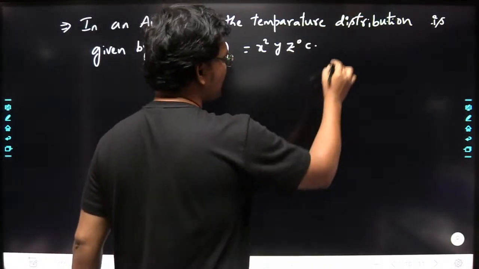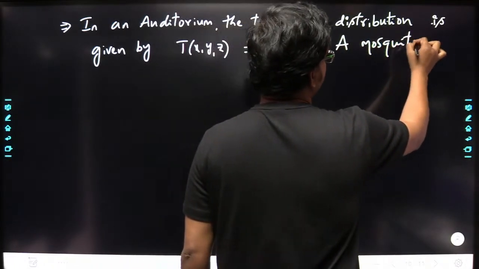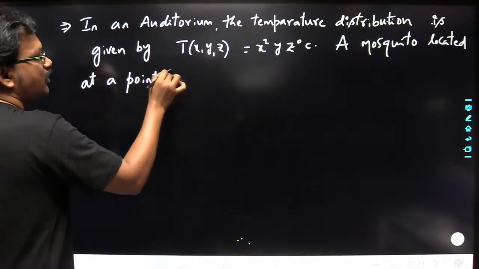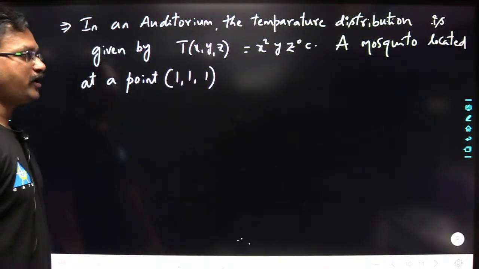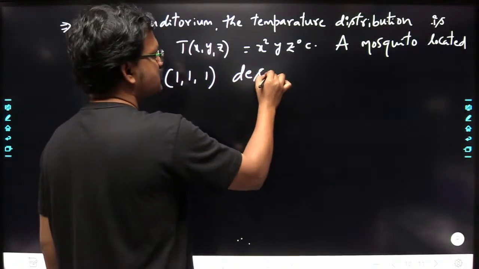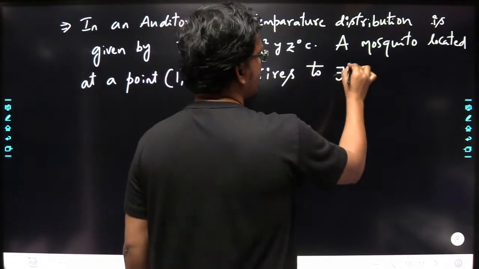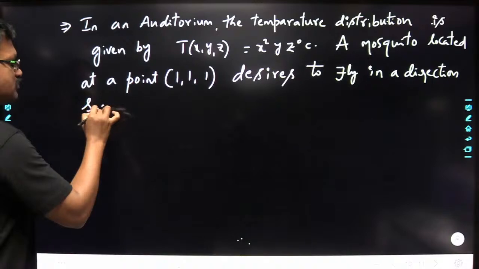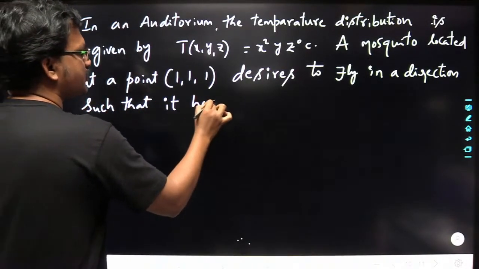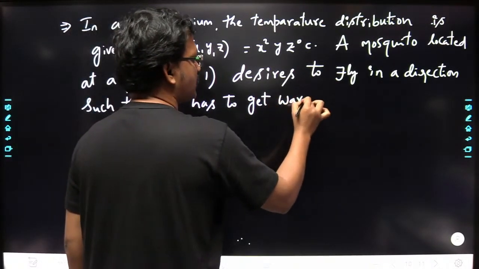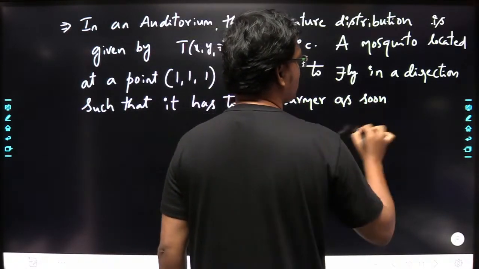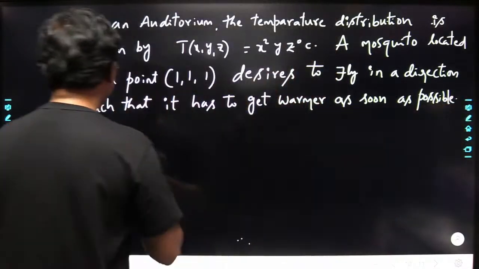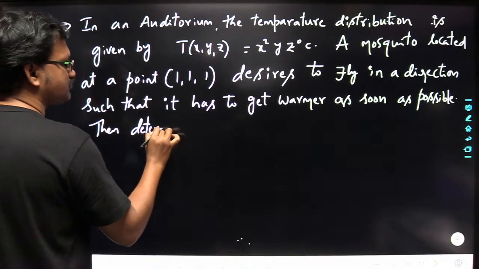Okay. Now a mosquito located at a point 1, 1, 1 decides to fly in a direction such that it has to get warmer as soon as possible. Then determine its direction.